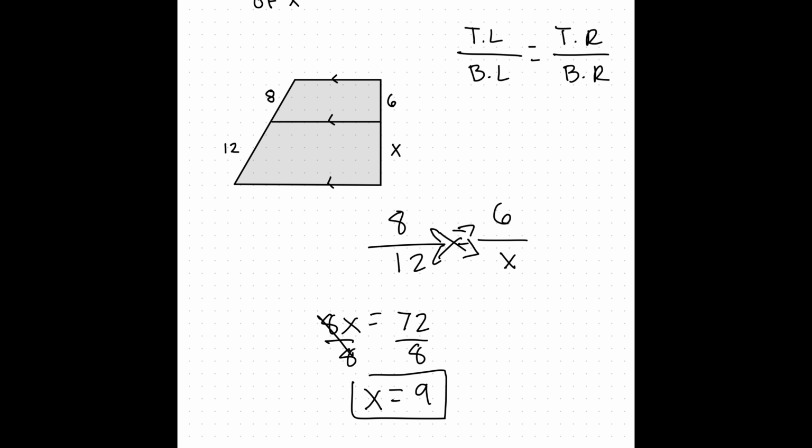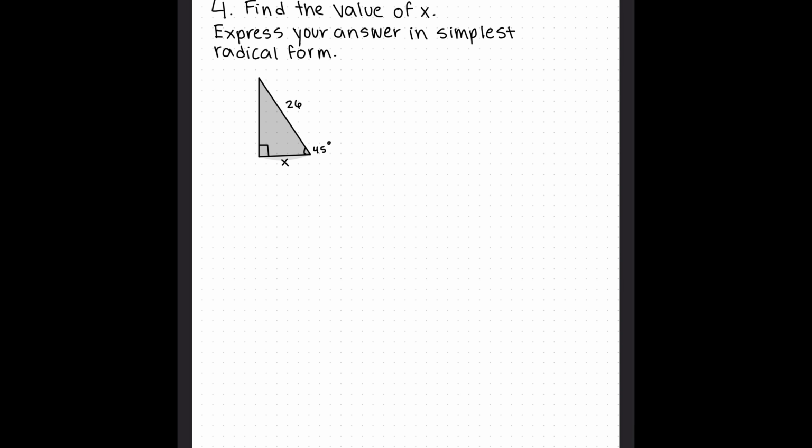That is our answer. Now the question we are solving is from chapter 8, question number 4. And it says to find the value of x and express your answer in simplest radical form. Okay. So when we first look at this triangle, we can tell that it is a right triangle because of the 90 degrees over there. And we can also see that the bottom right is equal to 45 degrees.